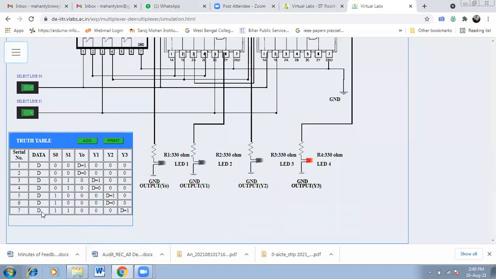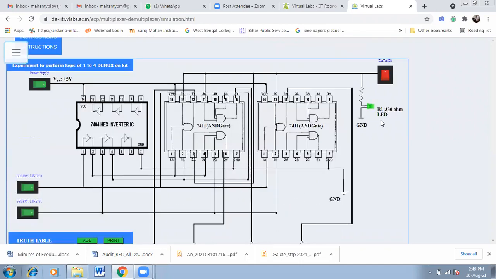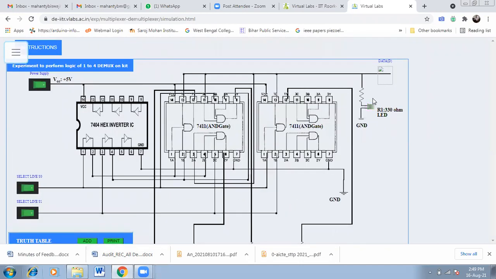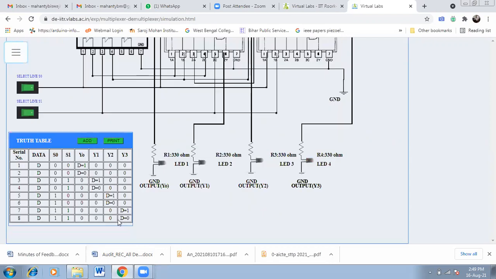So the data input is D, and the select inputs are 1, 1. See, all other values are 0, only y3 is providing your input, that is D is equal to 1. Now you can supply 0 at the input. Now you can add this one. So D is equal to 1 and D is equal to 0. In this case, 0 means the LED is off. So this is the truth table for your 1x4 demultiplexer.